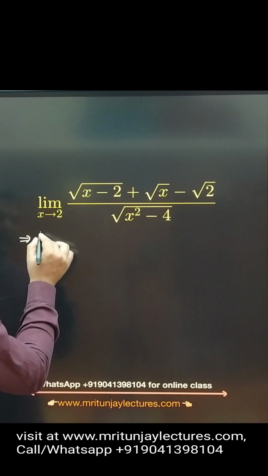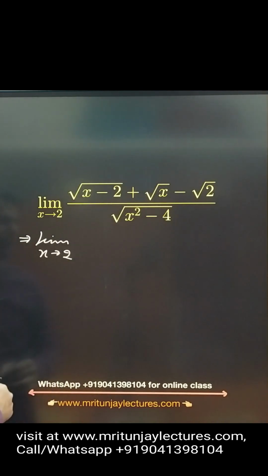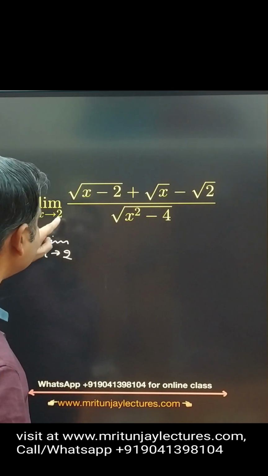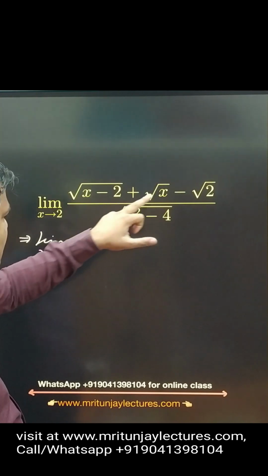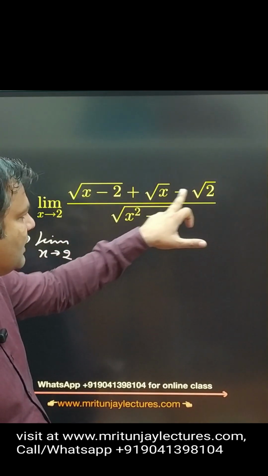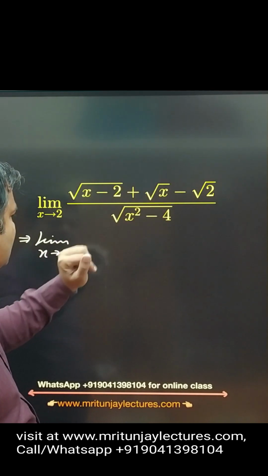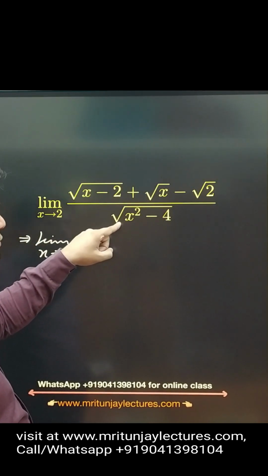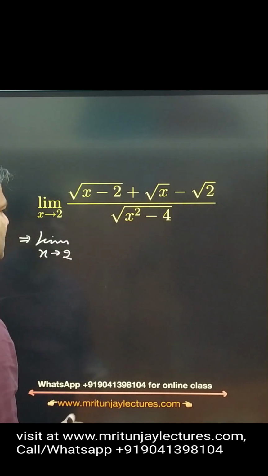before solving, put x is equal to 2. Then we get 2 minus 2, that is 0. If we put 2 in the second term, 2 under root 2 minus under root 2, that is also 0. So 0 plus 0, that is 0, divided by, if we put 2, 2 to the power 2 is 4, 4 minus 4, that is 0. It means we got the 0 by 0 form.